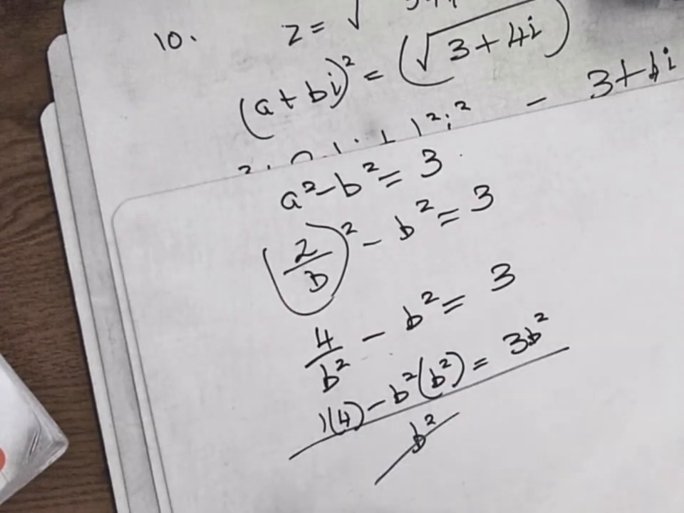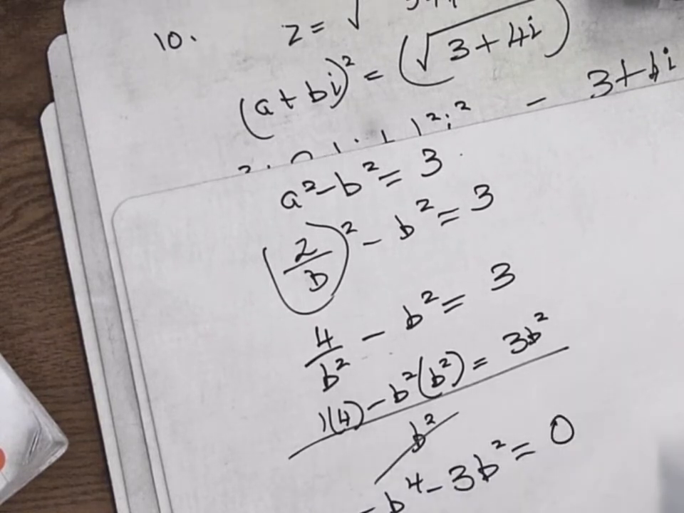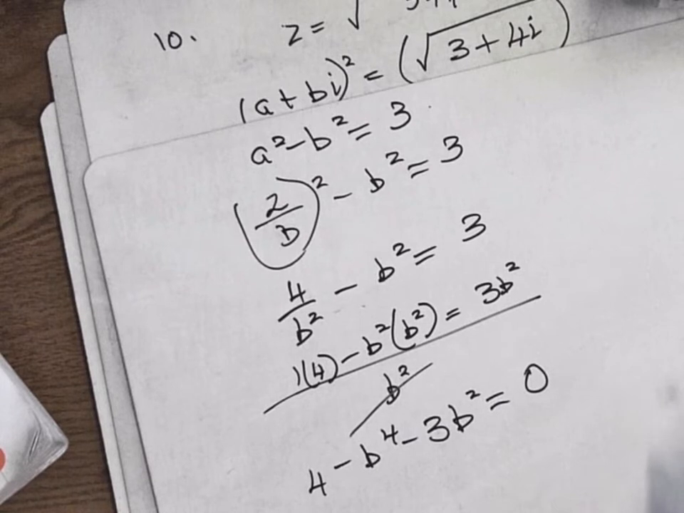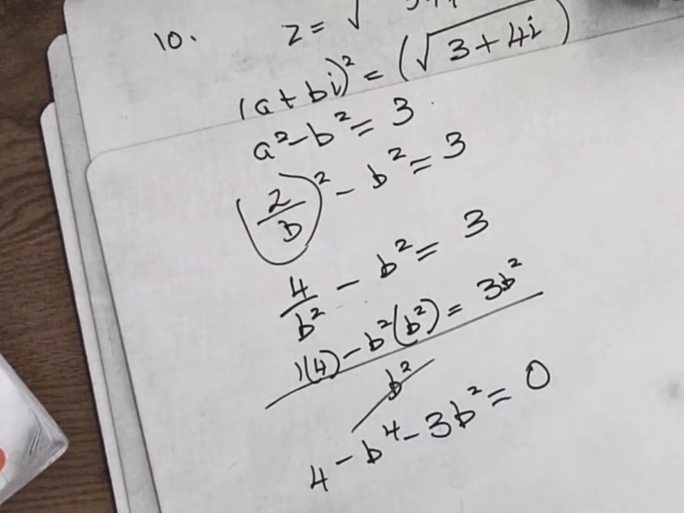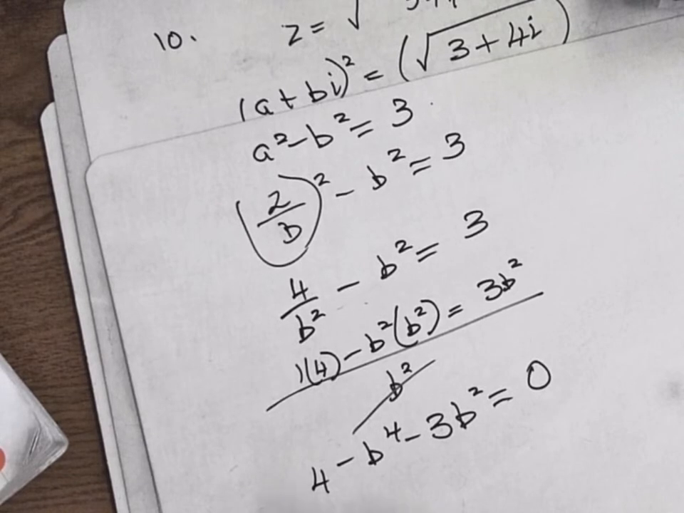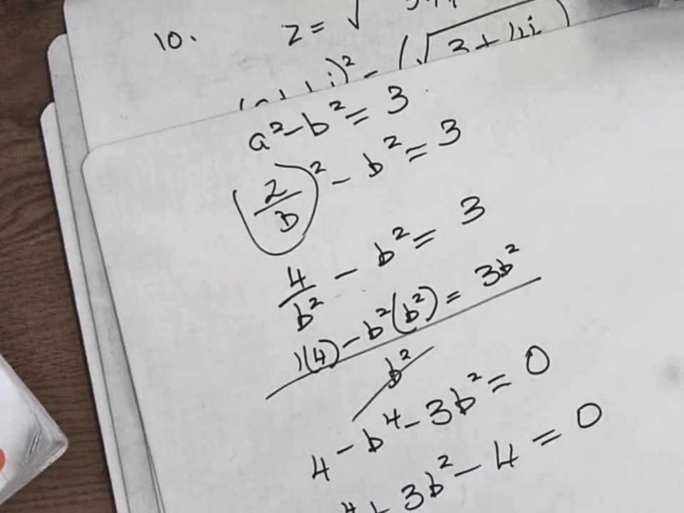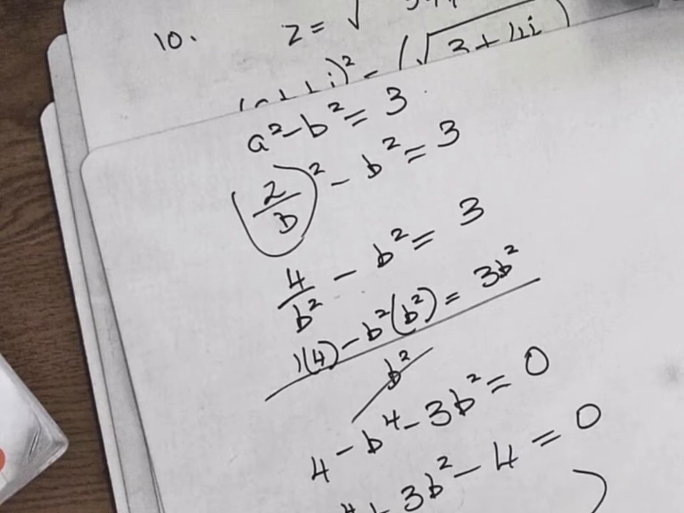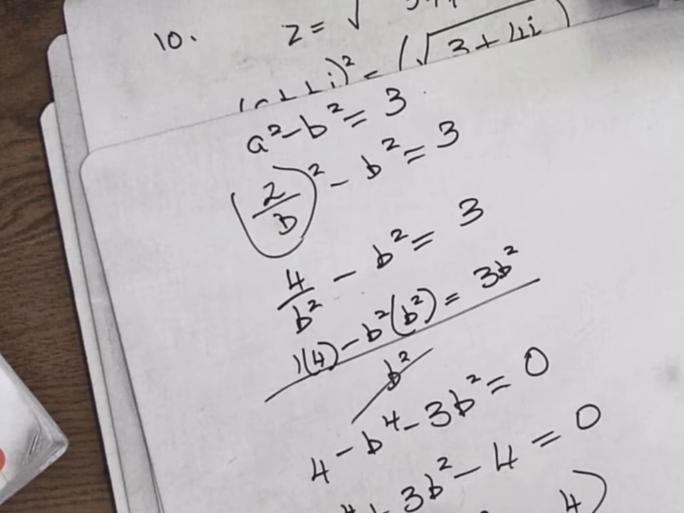Drop the common denominator, so we have 4 minus b to the power of 4. I'm going to bring over that minus 3b squared equals 0. Right, excuse me. I had b to the power of 4, I'm changing the signs, plus 3b squared minus 4 equals 0. I'm going to do 2 sets of brackets: b squared and b squared, 4 and 1, and a plus and a minus.